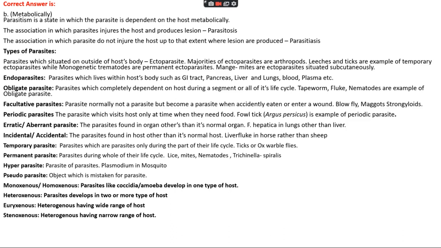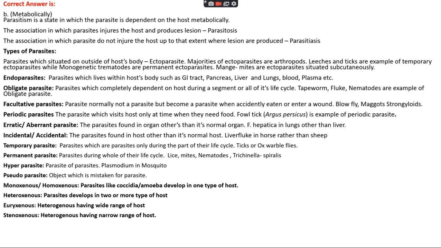Incidental or accidental parasites are parasites found in hosts other than the normal host, like liver fluke in a horse rather than a sheep. Temporary parasites are parasites only during a part of their life, like tick or ox warble fly, okay? Permanent parasites are parasites throughout their whole life cycle. Such type of parasites are known as permanent parasites.